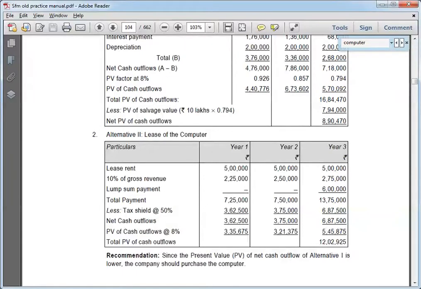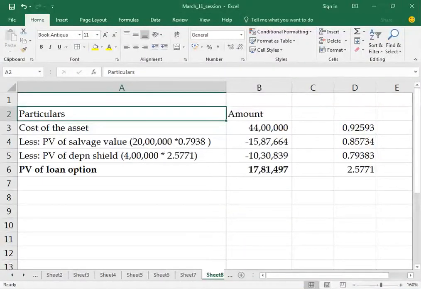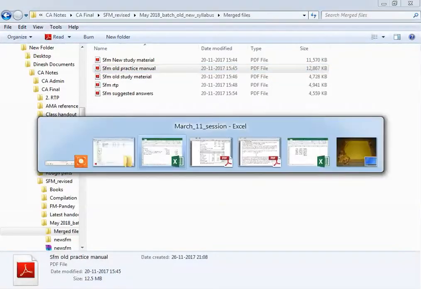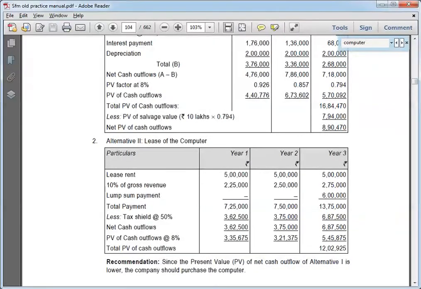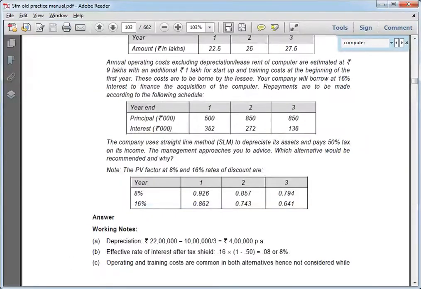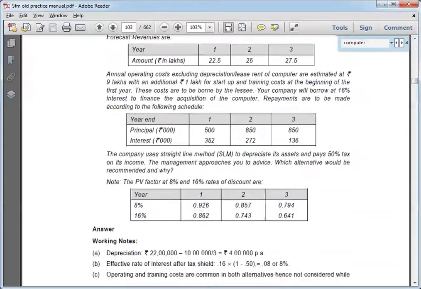Now just listen for a minute. This is the answer we got, 1781 497. A similar problem is there in the institute material, wherein it is half the values. All the values are half of what it is. Listen for a minute. All the values are half of whatever is there in the question.